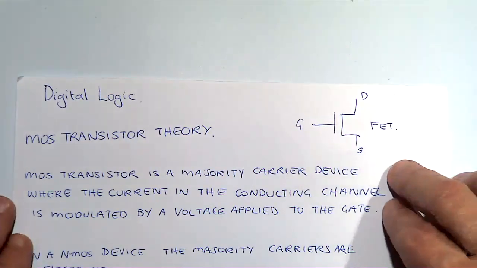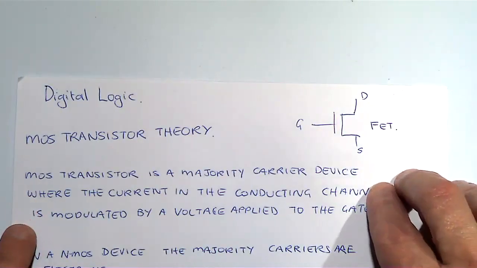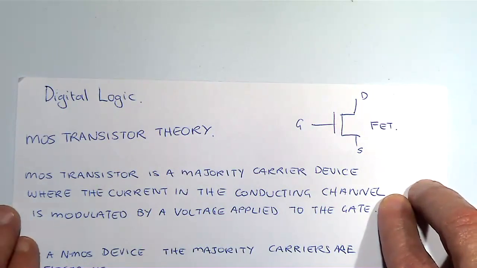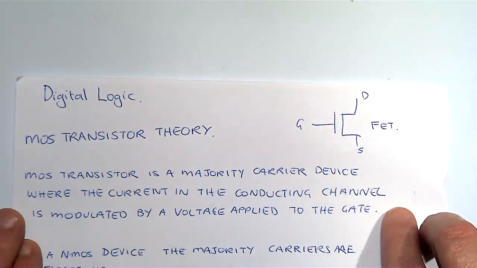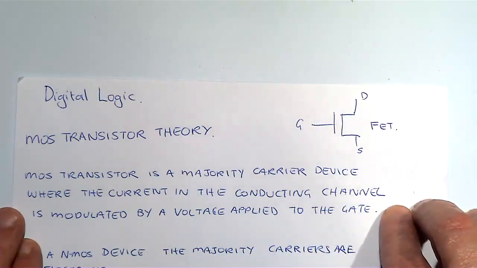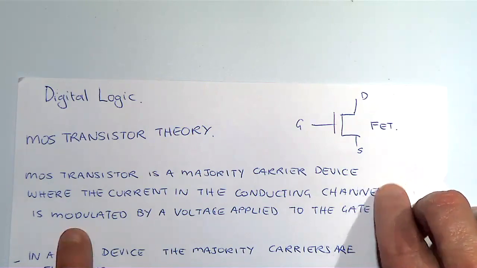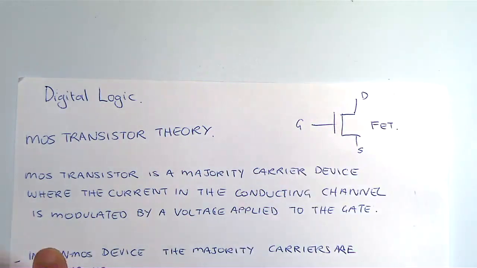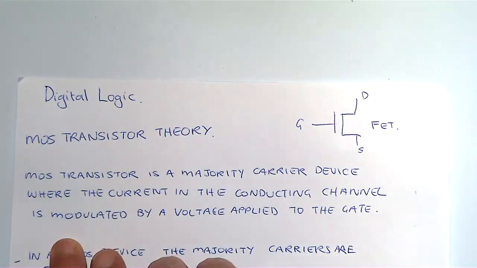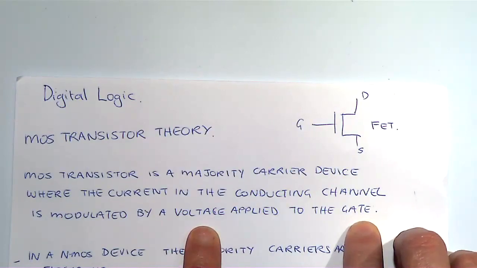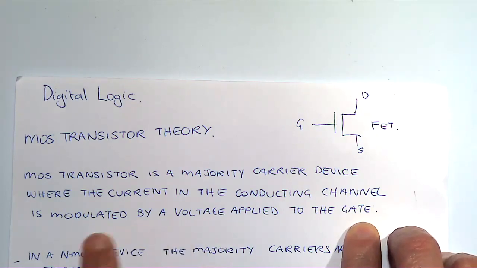Okay, so let's look at this MOS transistor. The first thing we want to talk about is that it's a majority carrier device, where, as we've talked about many times before, and not too dissimilar to your BJT, the current in the conducting channel is modulated, which is different to a BJT, by the voltage applied to the gate. So what we essentially have is a voltage-controlled current source. That's what a MOSFET is.